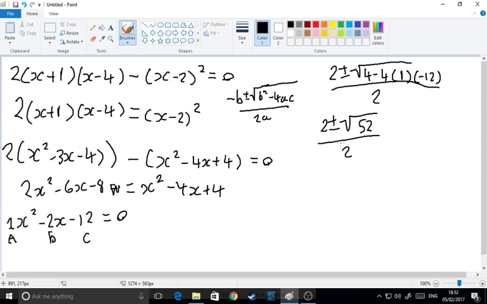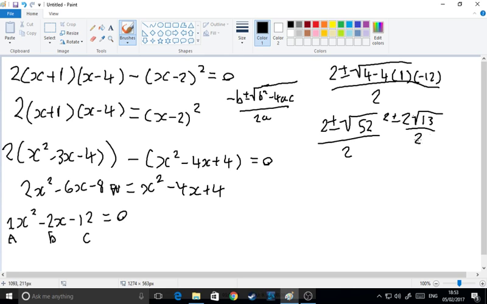Can we get out of this root? Yeah, we can. 4 goes into it: 16, 32, 48, 52. So 4 goes into that. So if we put that in simpler form, it'll be 2 root 13 over 2, so 2 plus or minus 2 root 13 over 2.